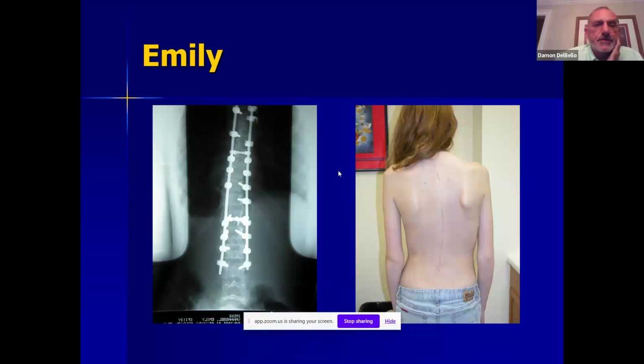And that's Emily finished. This case is actually almost 20 years old now, so our techniques are even better. Hardware and instrumentation is better. Now I'll be putting these screws in with the aid of navigation. When we get up into areas where pedicle screw placement is difficult, by utilizing the intraoperative CAT scan and navigation, I'm able to get screws in at every level now.